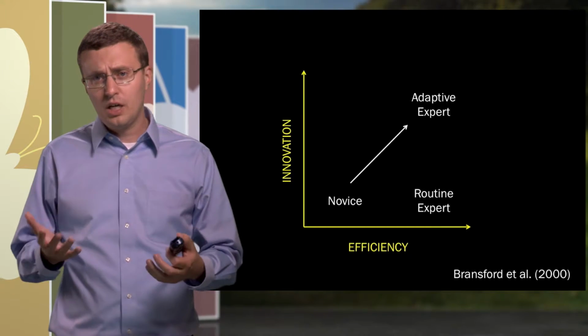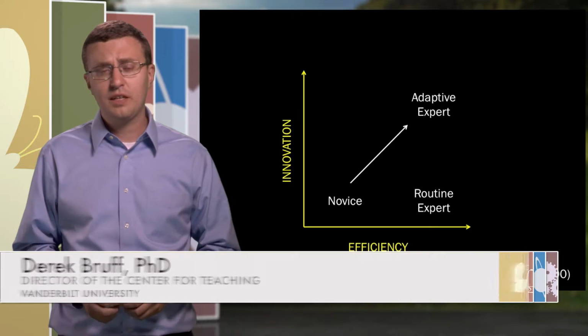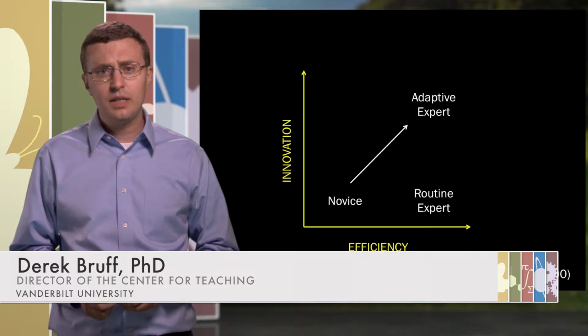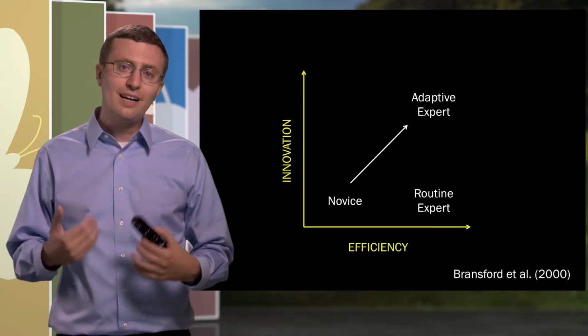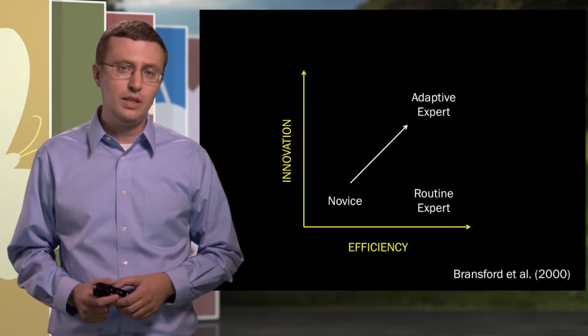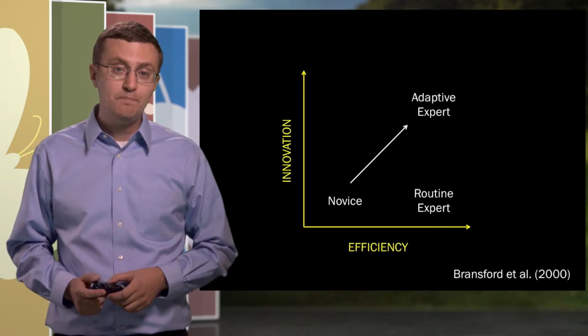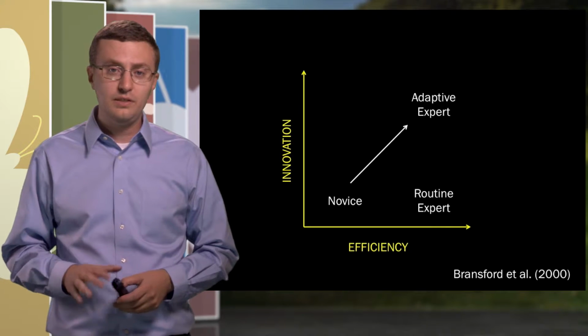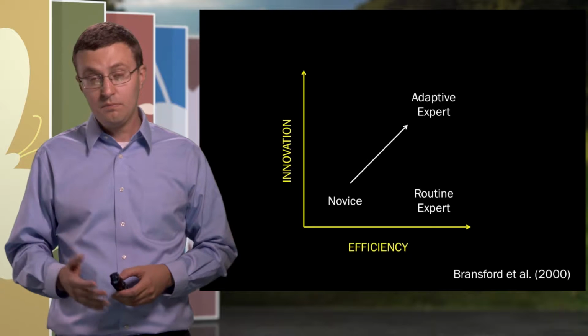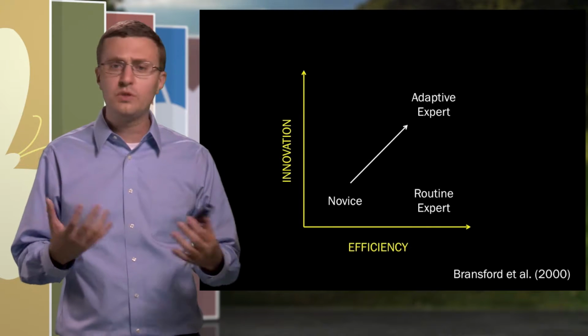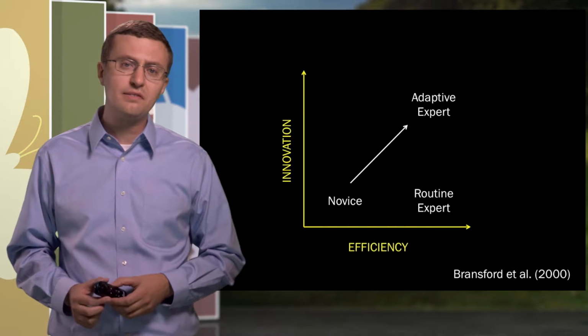There's been a lot of research done on the differences between experts and novices. And so I'd like to point to a term that I think is really helpful in thinking about the kinds of expertise that we want to develop in our students. So here on this graph, you'll see these two axes. One is efficiency and one is innovation. So you can think about having students solve different types of problems or take on different types of tasks.